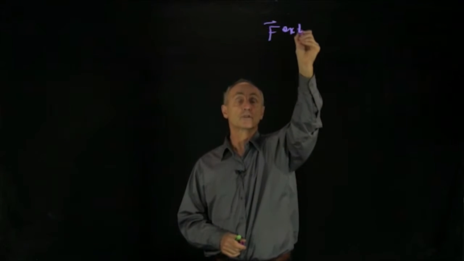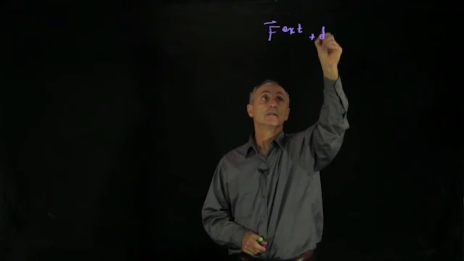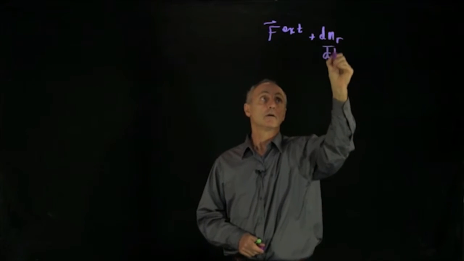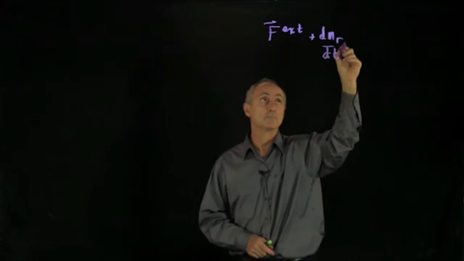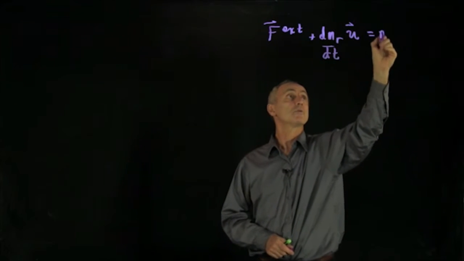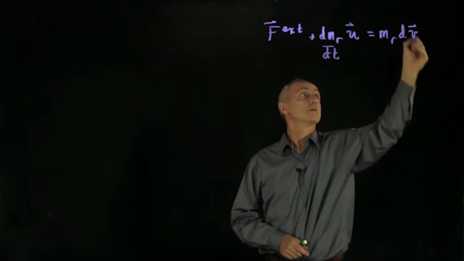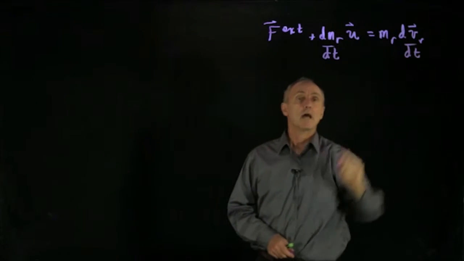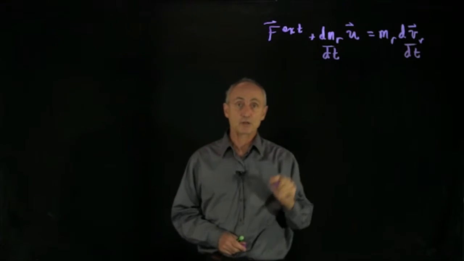We would now like to look at some applications of the rocket equation, in which we have an external force plus dm_r/dt, where m_r is the mass of the rocket at time t, times the relative velocity of the exhaust velocity, equal to m_r dv_rocket/dt. And now we want to consider some special cases.